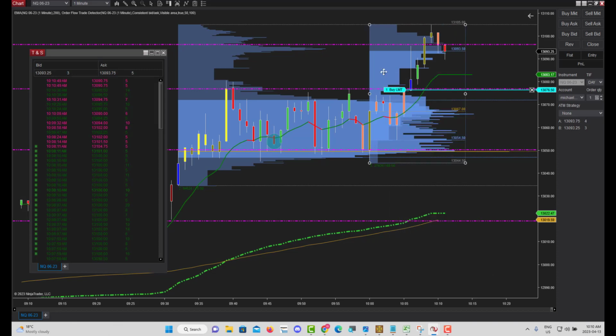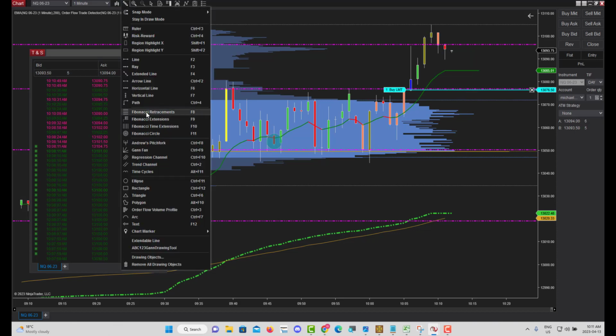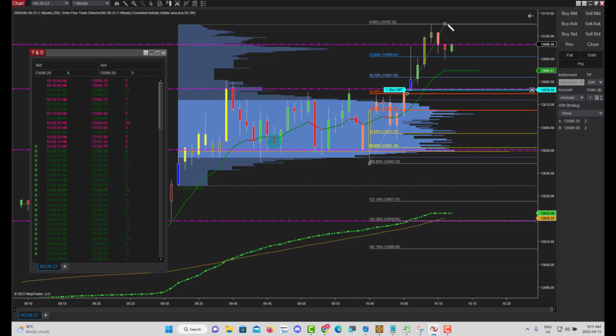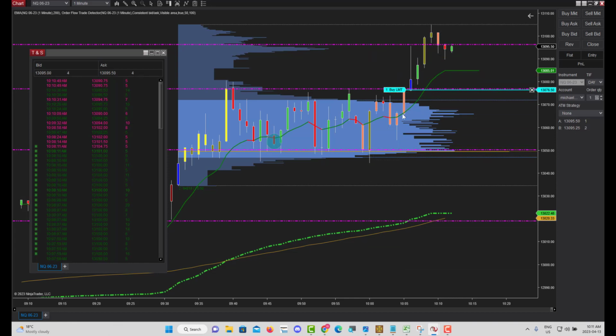Whoops, wrong one. Let's delete this. Fibonacci retracement. Let's just put it for the last kind of swing. So a little bit below here. So we'll see what happens.